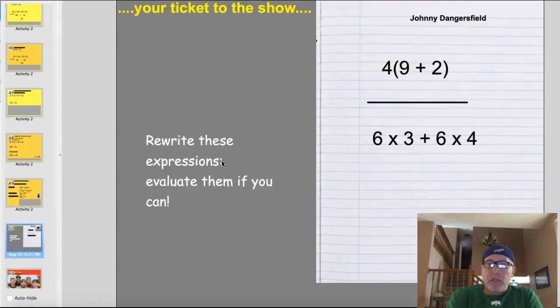Rewrite these two problems using the distributive property and go ahead and evaluate them if you can.